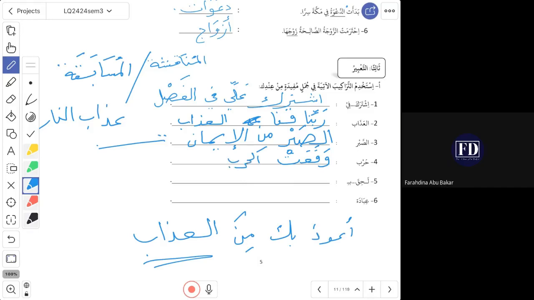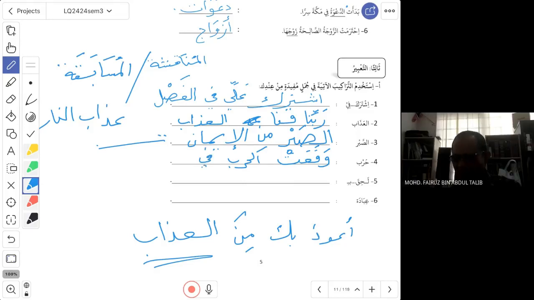Waqa'at al-harbu. Al-harbu fi haza al-balad. Naam, sahih. Fi haza al-balad. In this. What is the meaning of al-balad? In this country. In this country, okay.